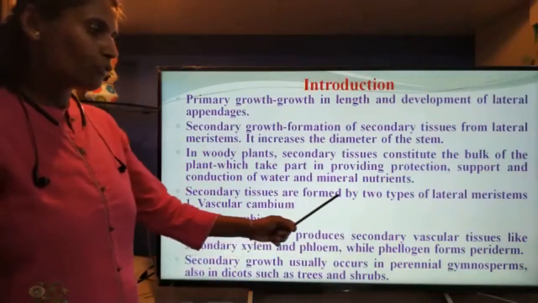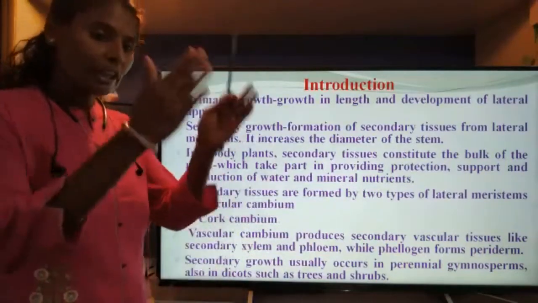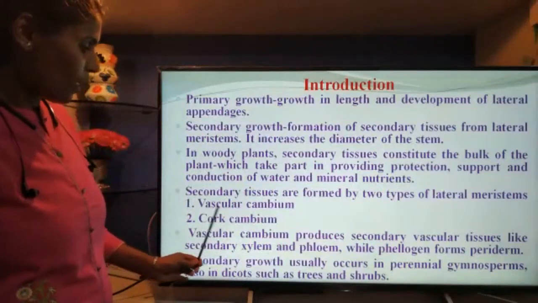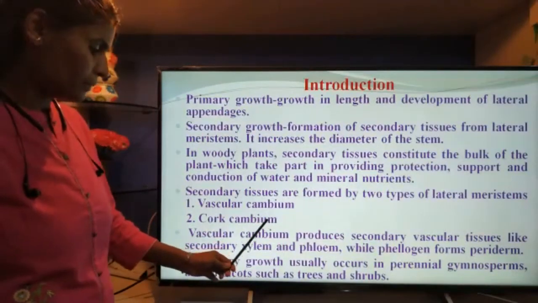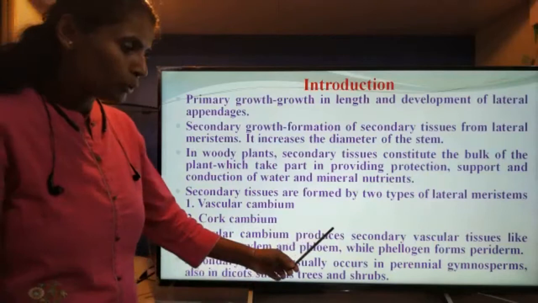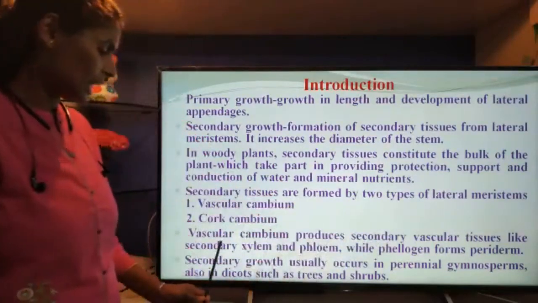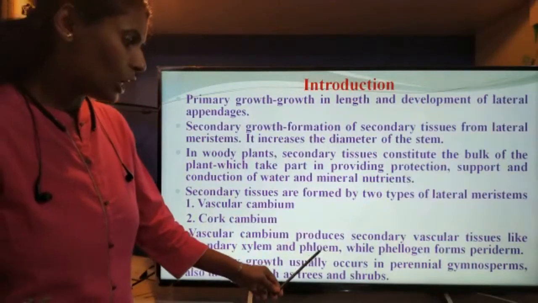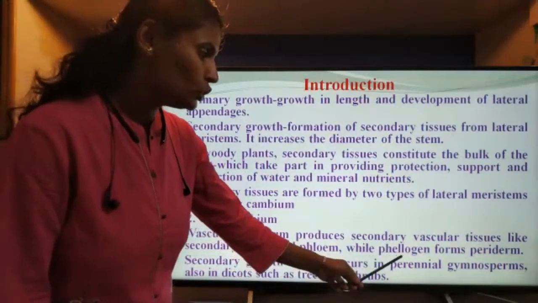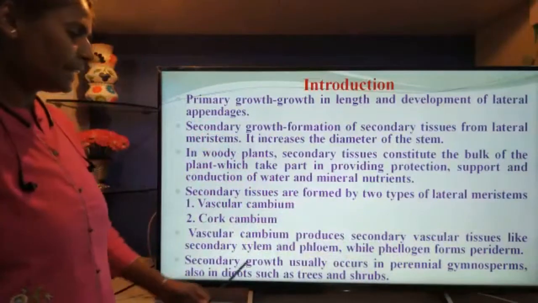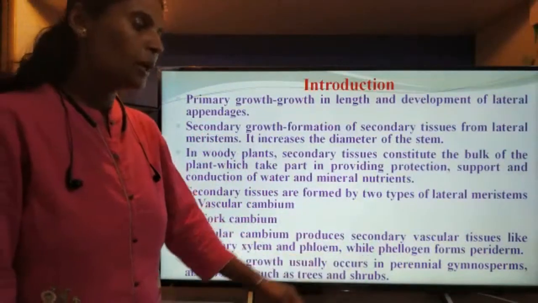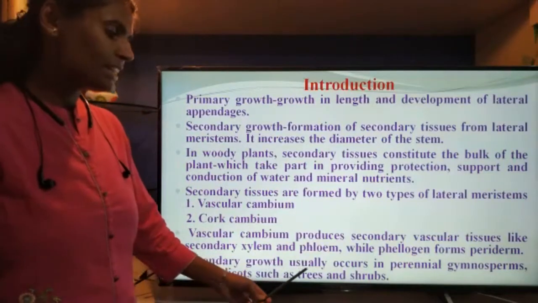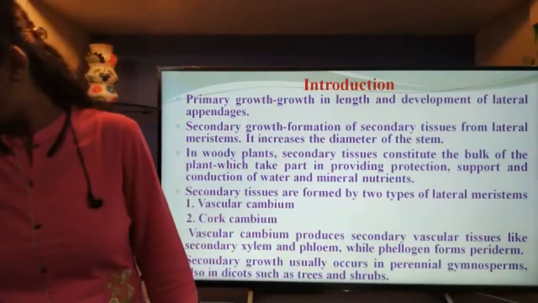Secondary tissues are formed by two types of lateral meristems, which occur in the side walls of the plant, vascular cambium and cork cambium. The vascular cambium produces secondary vascular tissues like secondary xylem and secondary phloem, whereas the cork cambium produces phellem and phelloderm. Secondary growth usually occurs in perennial gymnosperms and also in dicots such as trees as well as shrubs.